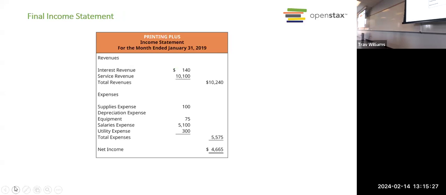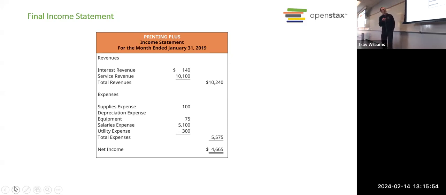There we go. Okay. So now here's a different company. I don't know why they just changed companies on us, but now we have the income statement for a company called Printing Plus, okay? The income statement. What was the formula for the income statement? How do we figure out our net income or loss? Exactly, and that's revenues minus expenses.